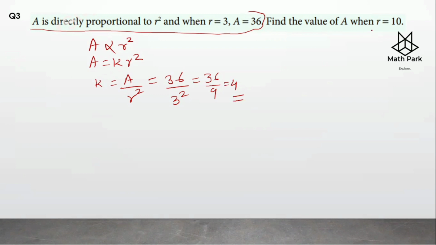Now we are asked to find the value of A when r is equal to 10. Well, let us find the value of A when r is equal to 10 after finding the constant of proportionality. So we have A is equal to k r square. So A is equal to k, that is 4, and r is 10. So 4 into 10 square, which is 4 times 100, and that is 400. Got it? Let us move on to the next question.